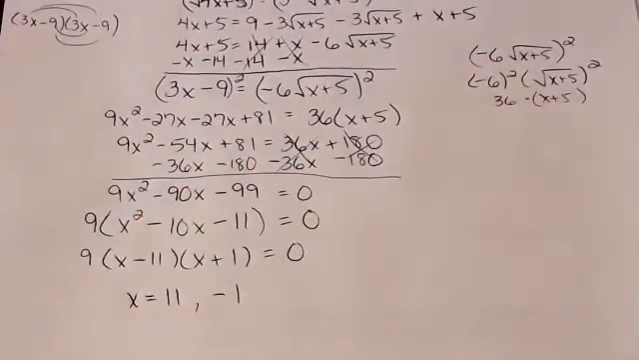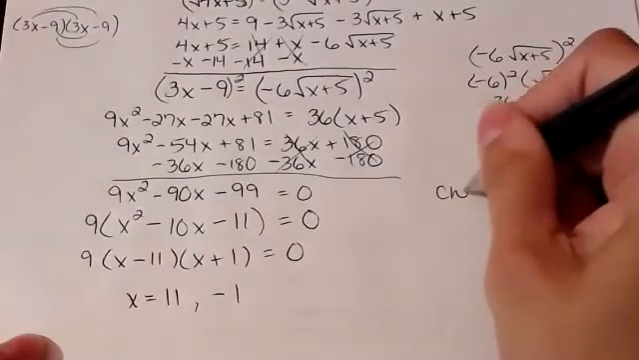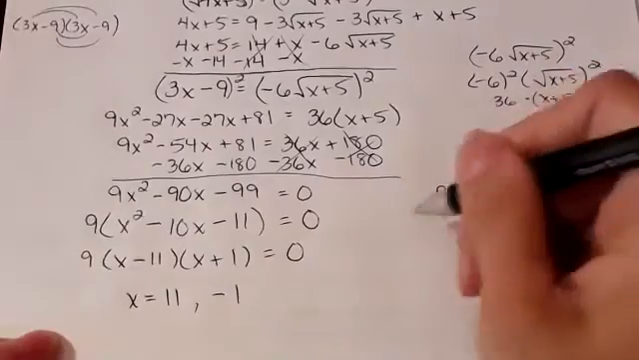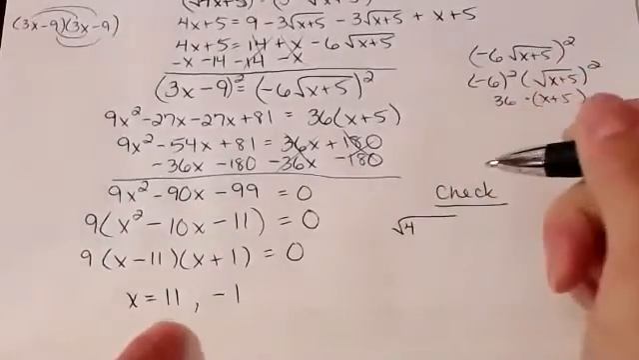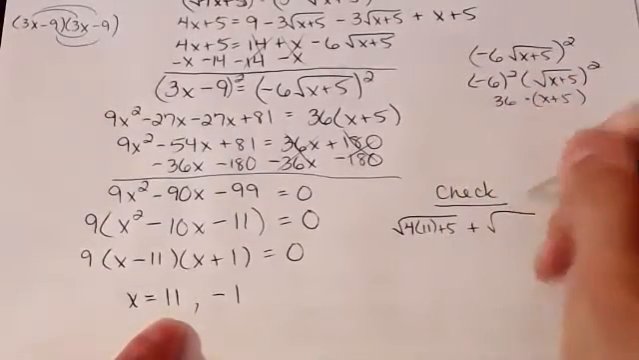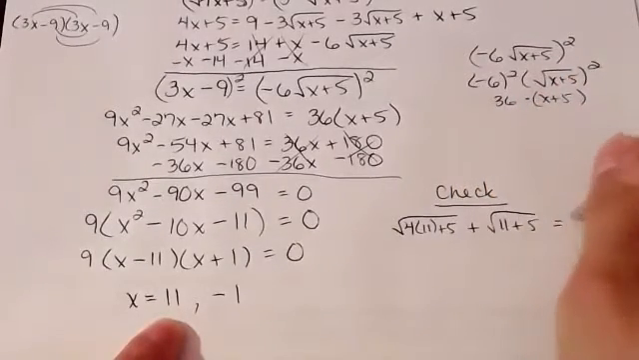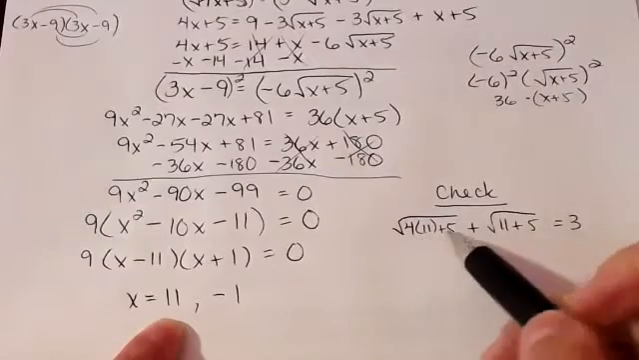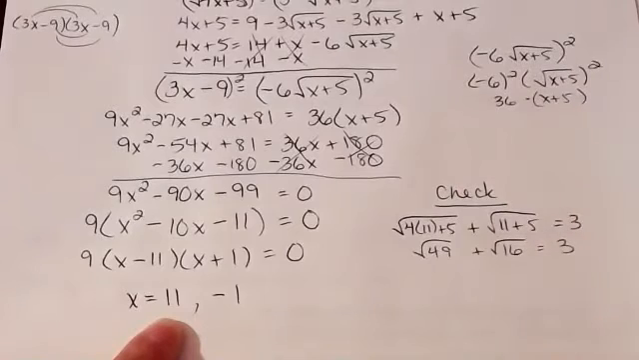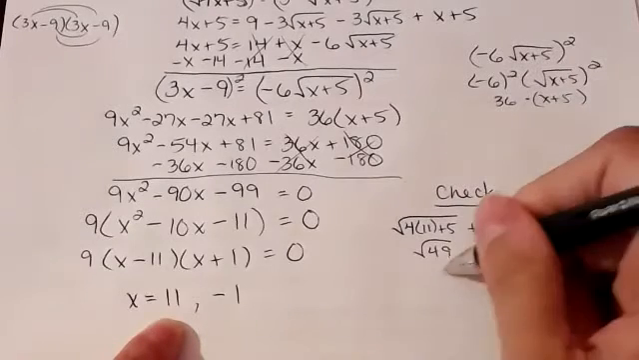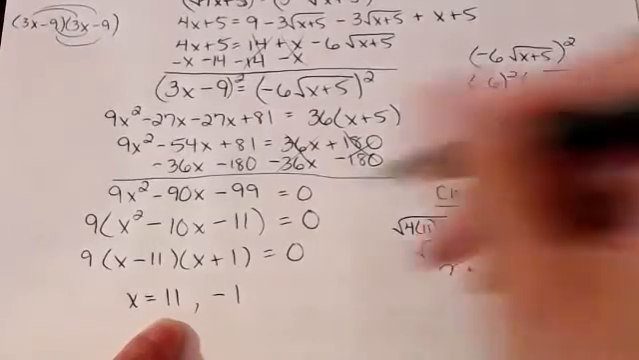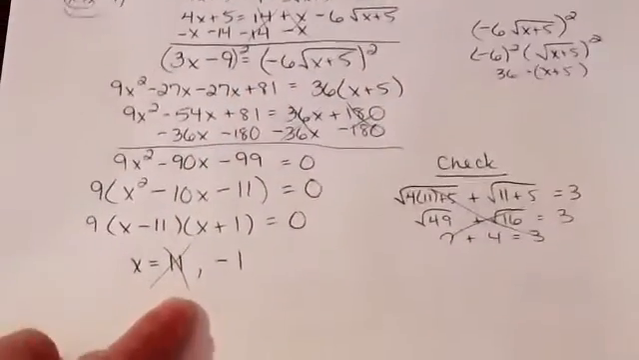11 and negative 1. Recall that we must check each one because we probably do have an extraneous solution, but you want to make sure. So we have the square root of 4x plus 5 plus the square root of x plus 5 equal to 3, and let's test the 11 first. 4 times 11 plus 5 plus the square root of 11 plus 5 is equal to 3. And let's see what happens. This is 44 plus 5, which is 49. This is 16. Look at this. This is 7. This is 4. That's no.